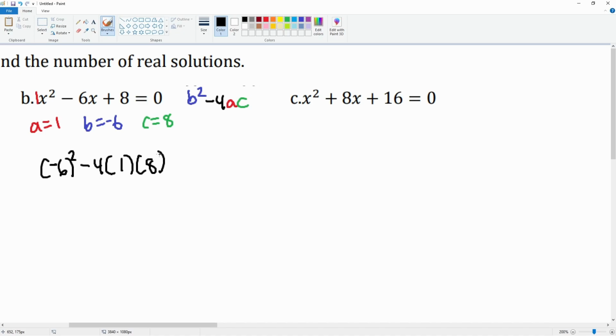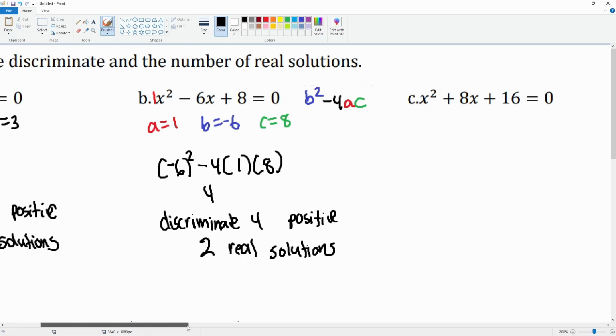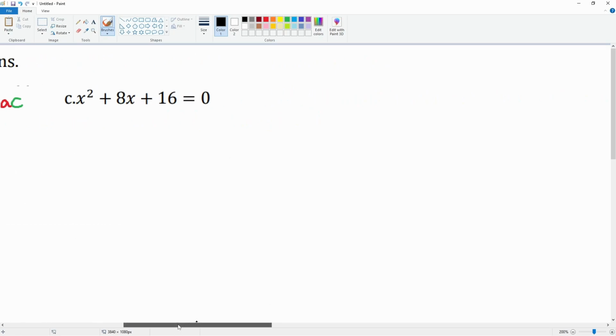Plug that into a calculator. Let's see what I get. -6 squared minus 4 times 1 times 8. That gets me a value of 4. Notice that my discriminant here is 4. This is positive. And the fact that it's positive, we could say it has 2 real solutions. And then let's look at C.